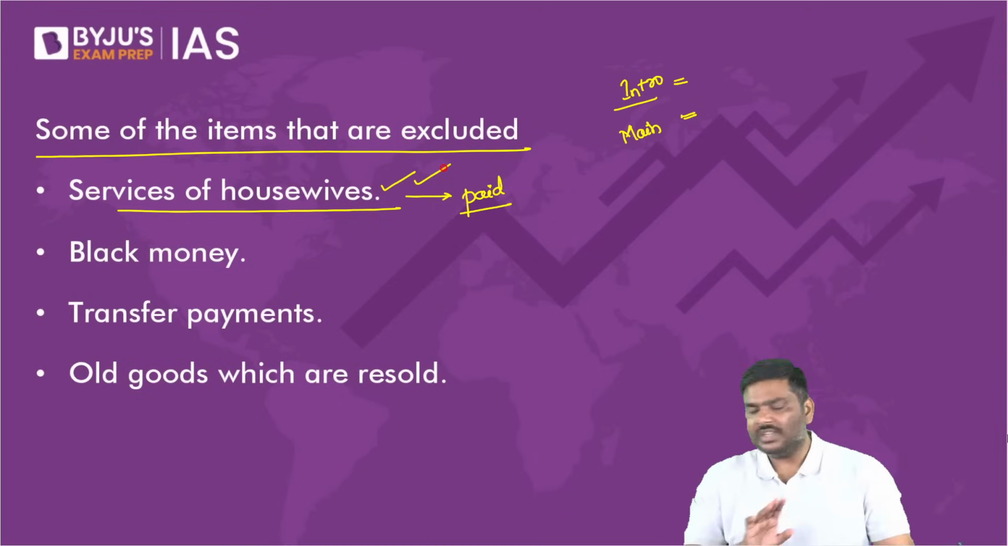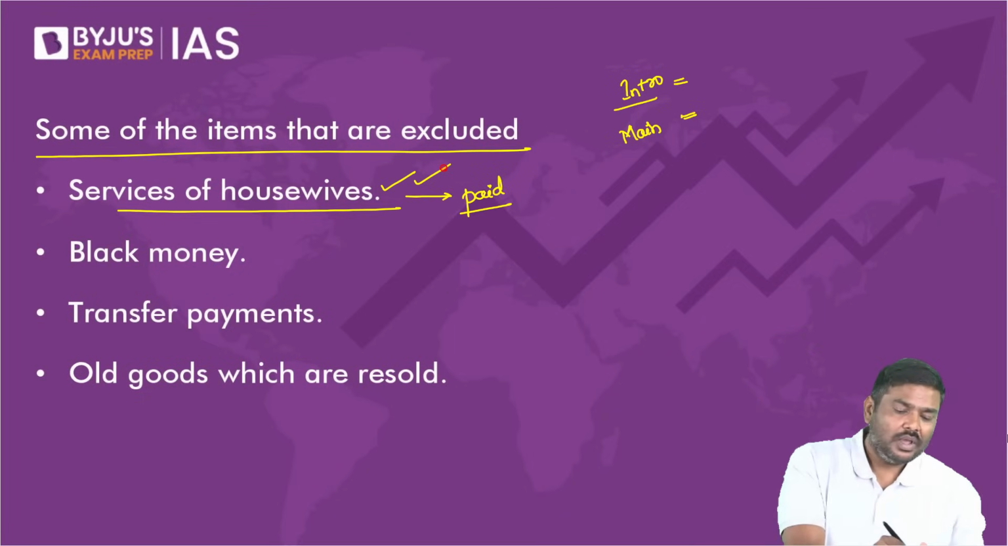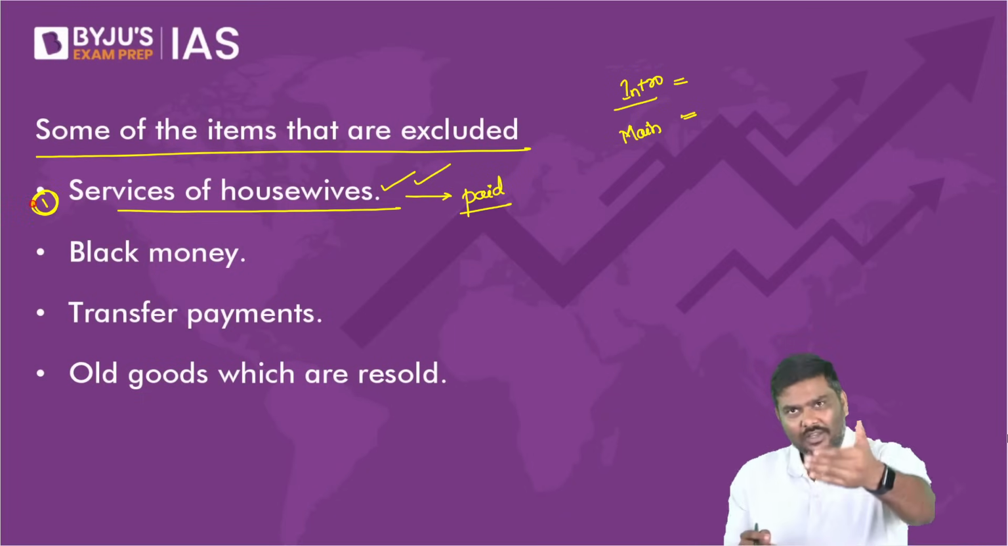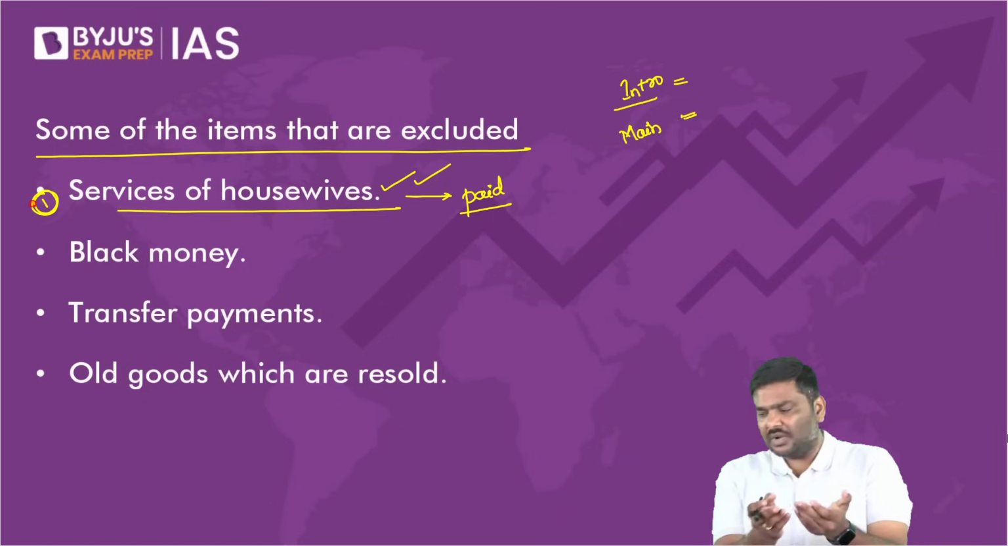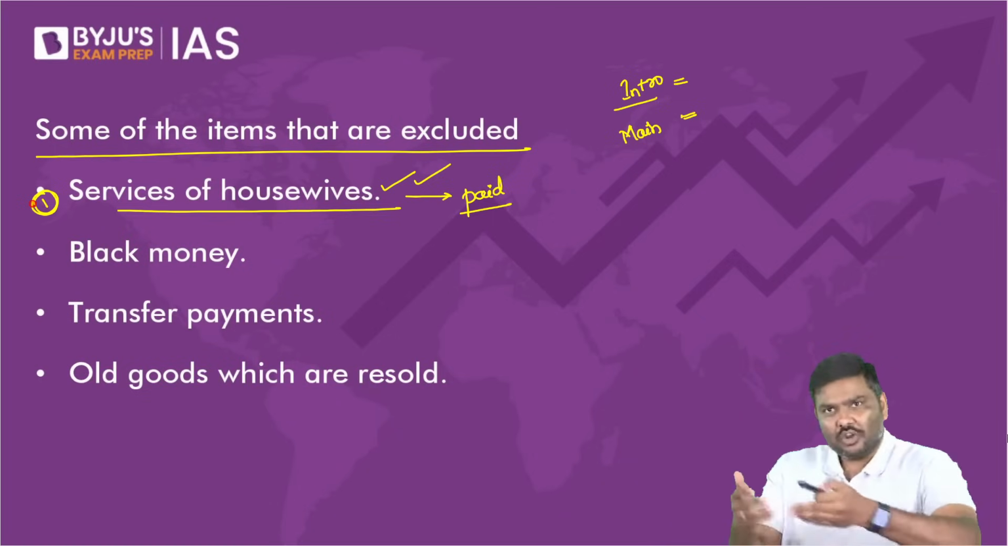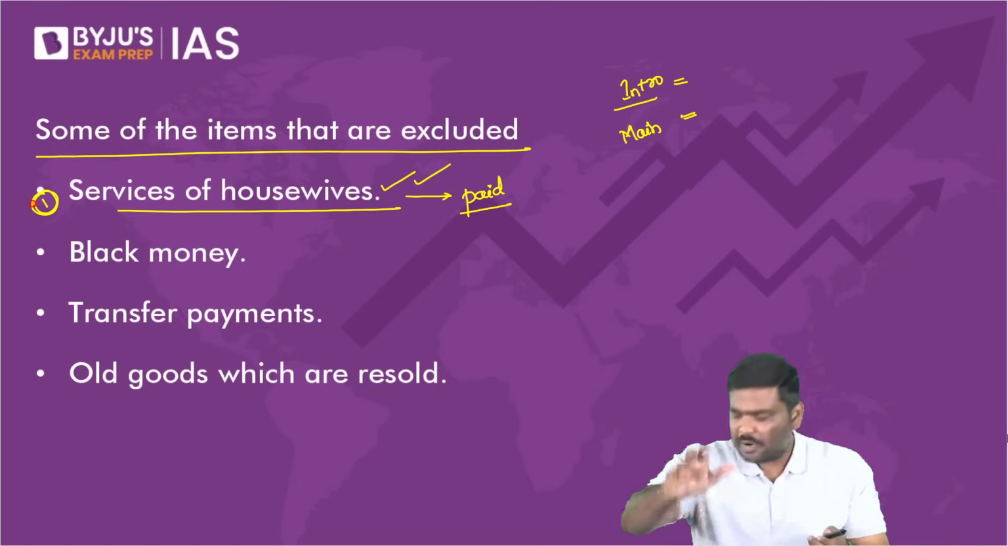Any problem with the first one? Let me know. Any problem with the first one here? Right? What is the argument here? I'll give a very simple example. Imagine you are sitting and listening to economics classes, right? Your spouse or your mother will come and hand over a cup of tea to you.